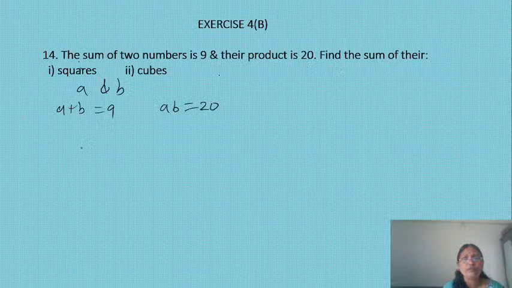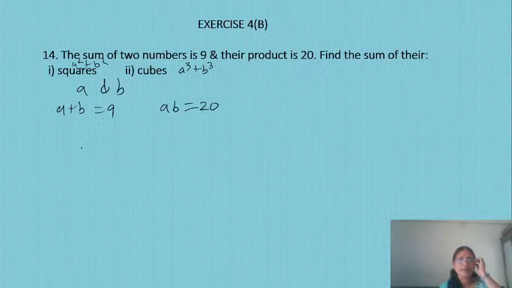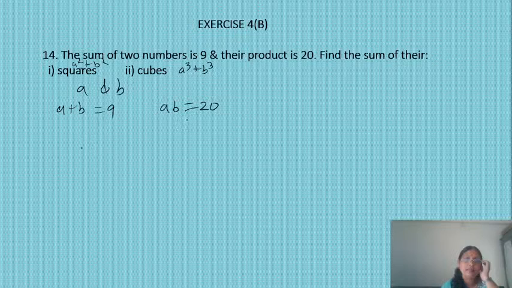So that means we have to find a square plus b square, and we also have to find a cube plus b cube. These are the two things which are to be calculated. So we have a plus b is equal to 9 and ab is equal to 20. Let us first find a square plus b square.